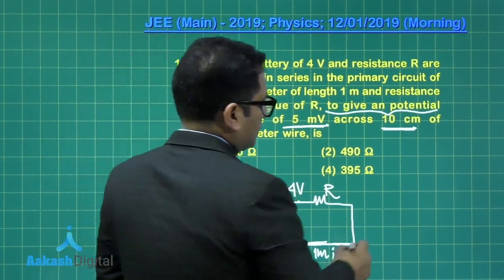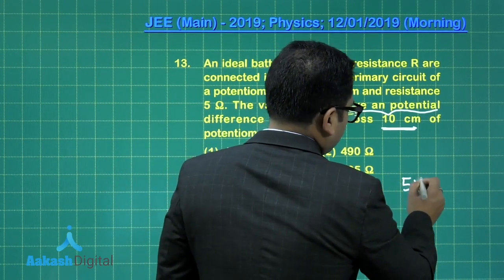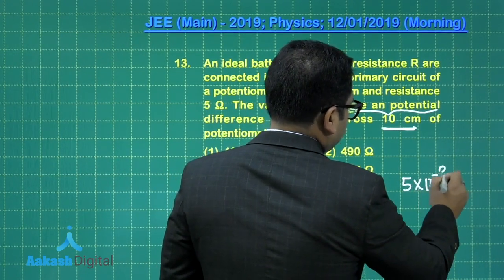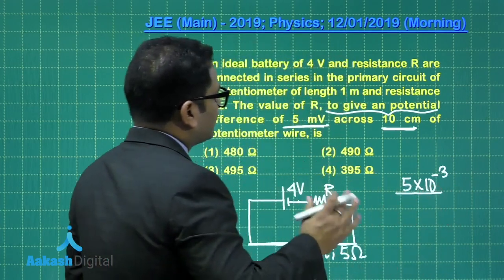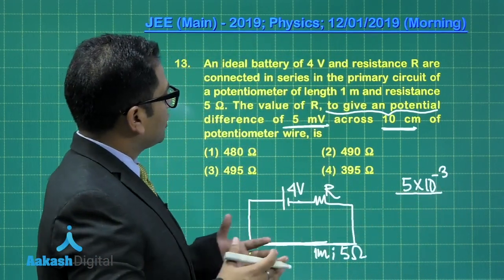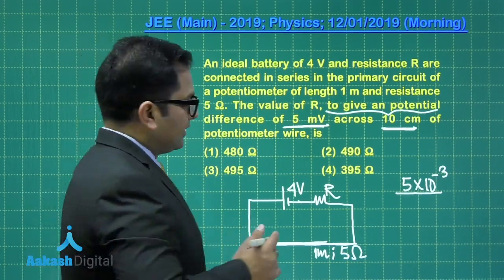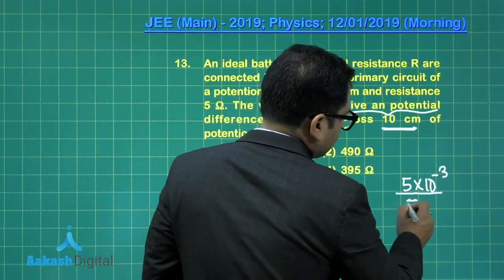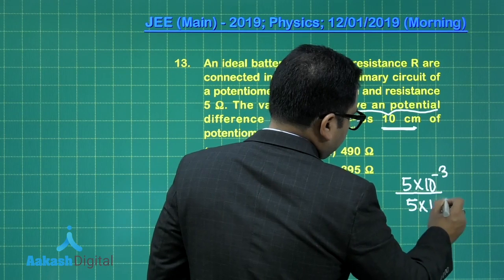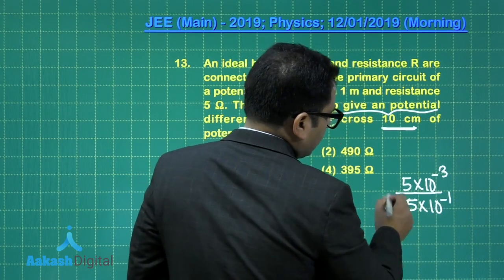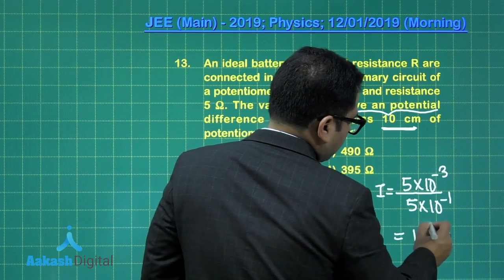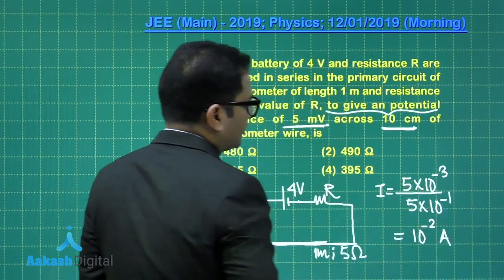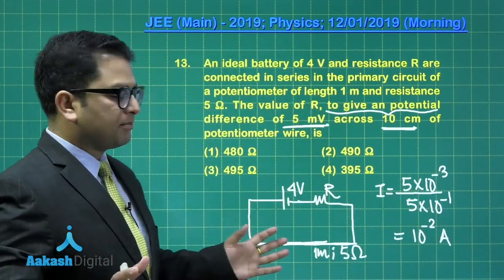5 millivolt, so that's 5 into 10 raised to the power minus 3 and divided by resistance of 10 centimeter. So that's going to be 1/10 and that will be 0.5, which is 5 into 10 raised to the power minus 1. So here you go, the value of current comes out to be 10 raised to the power minus 2 ampere. Now I think this is so simple.